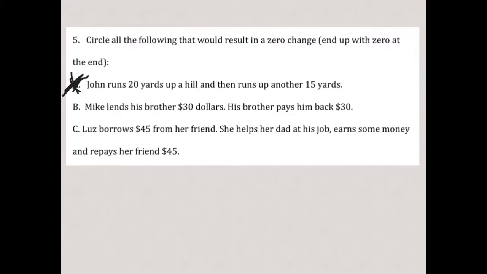Now let's look at the second question. Mike lends his brother $30. Now, when you've lent somebody money, you're minus that amount, right? So you would be negative 30. Then his brother pays him back. So what happens when you get money or put money in your wallet or your purse? Well, you're adding that money. So what's negative 30 plus 30?